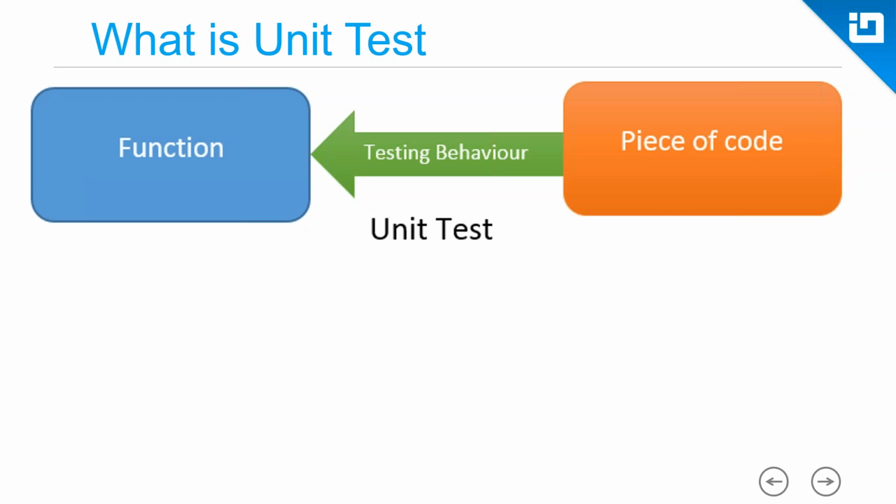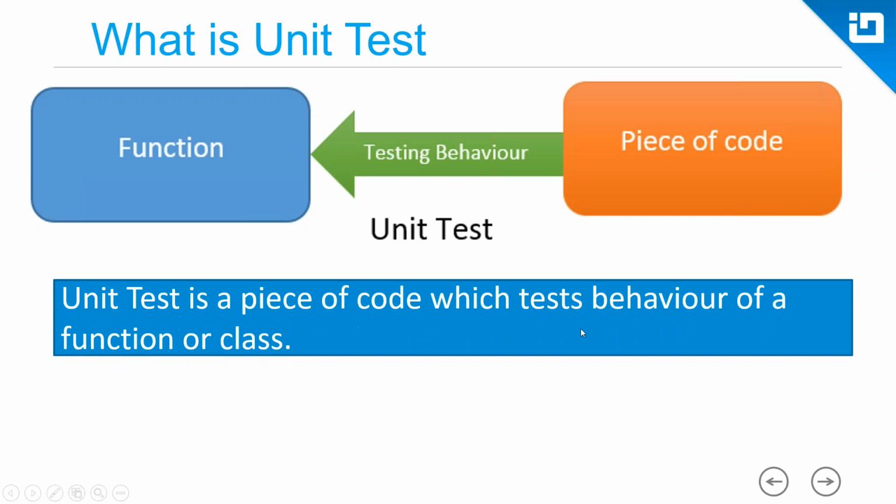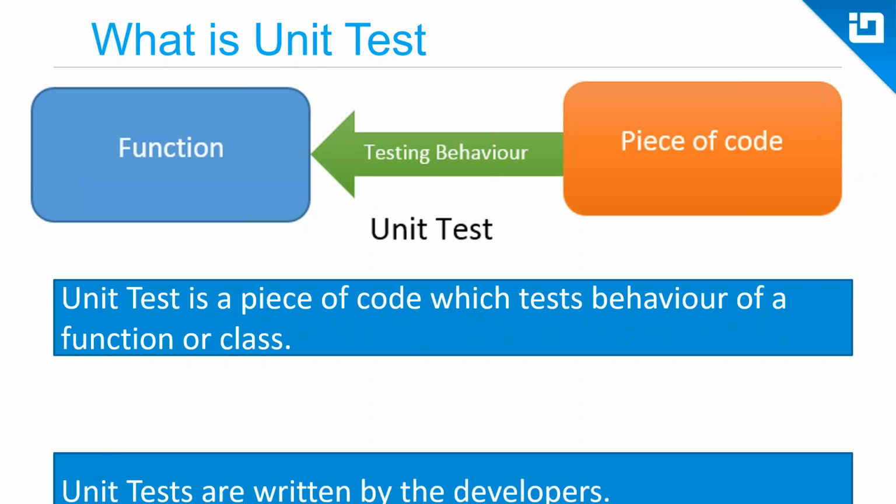So what unit test does is it lets you test the behavior of the function which you are implementing, and there in isolation. So your function would not be dependent on any other functions of your application. You will test the behavior of that function in isolation, and to do that, you write a piece of code, and that is known as a unit test of that function. So a unit test is a piece of code which tests the behavior of a function or a class.